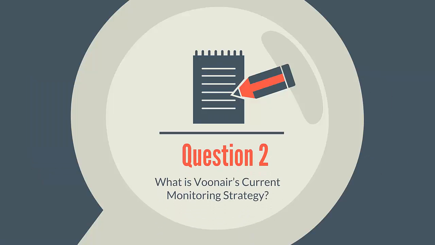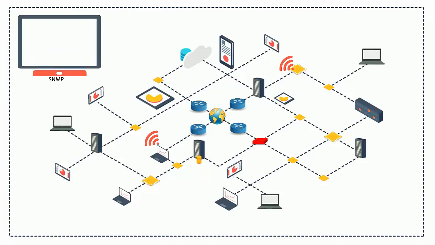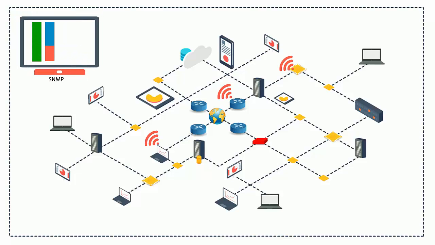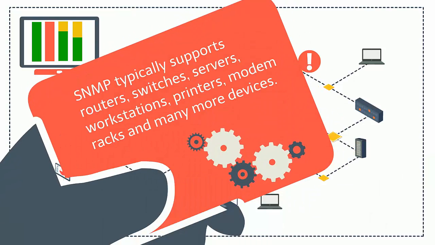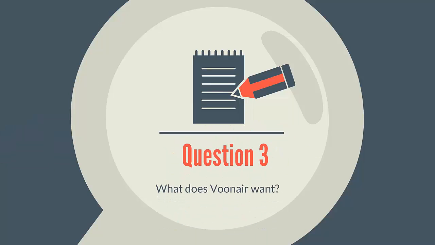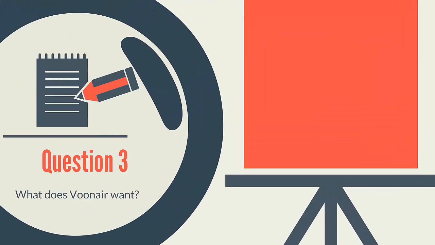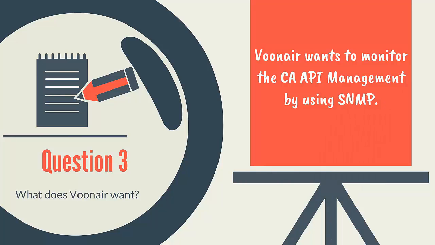What is Voonair's current monitoring strategy? Voonair uses Simple Network Management Protocol, or SNMP, for gathering and organizing information about managed devices on IP networks. SNMP typically supports routers, switches, servers, workstations, printers, modem racks, and many more devices. What does Voonair want? Voonair wants to monitor the CA API management by using SNMP.